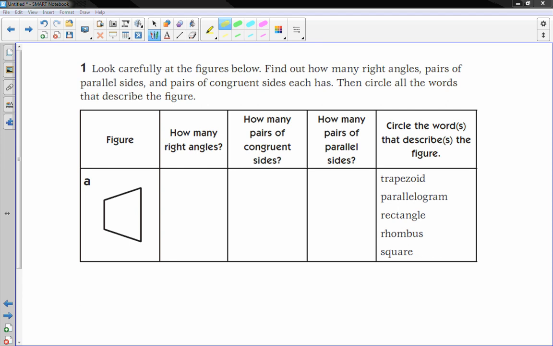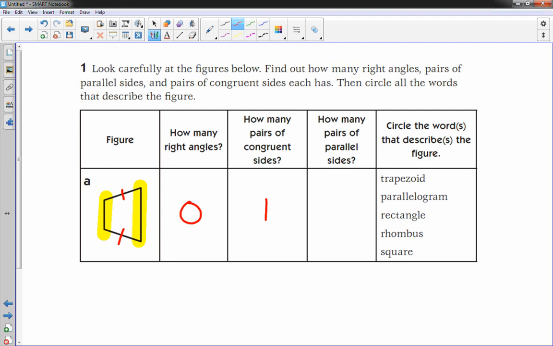Well, the figure looks like a trapezoid to me. Why do I think that? Because this and this are parallel. The first question doesn't really address that, but just knowing this going into it might help me. How many right angles does this thing have? It doesn't have any. How many pairs of congruent sides does it have? Congruent. Remember, that means the same. And it appears that this and this are congruent. So it has one set.